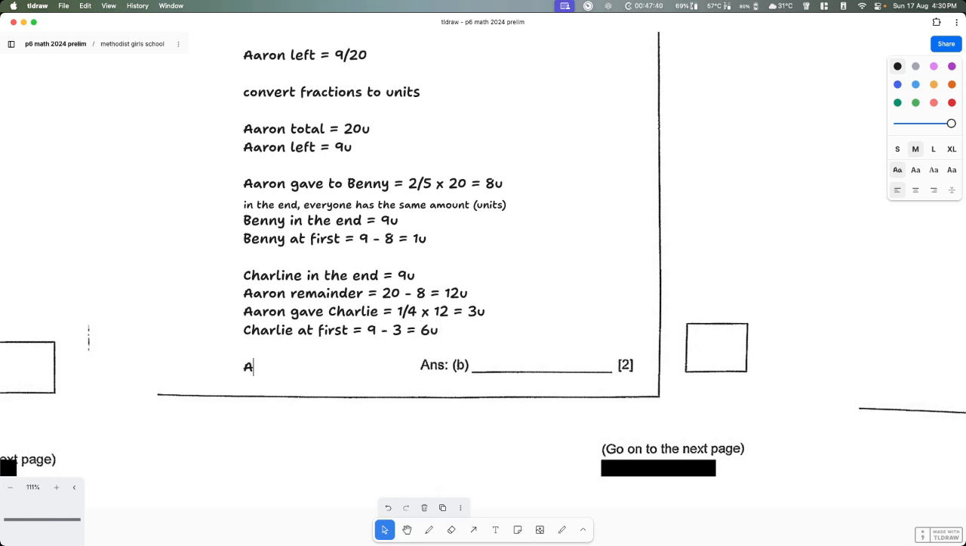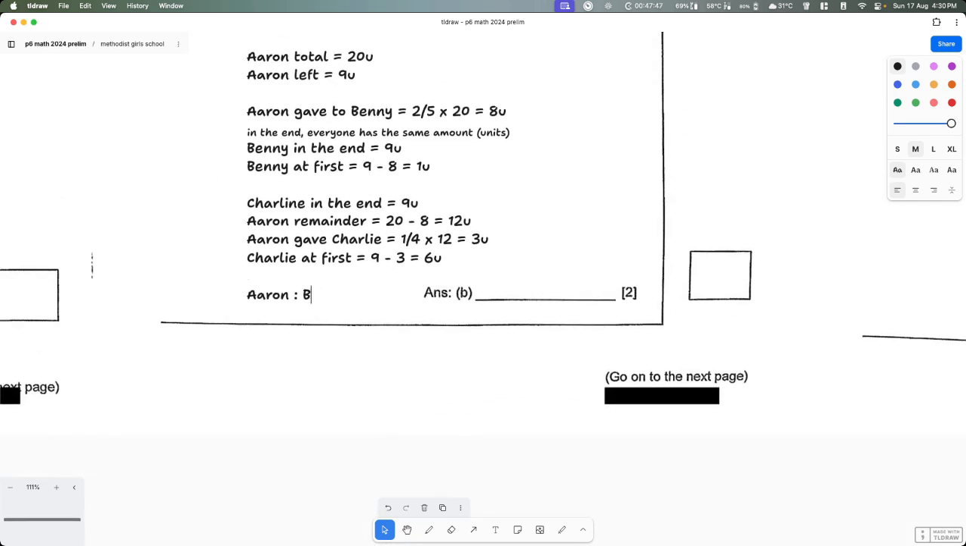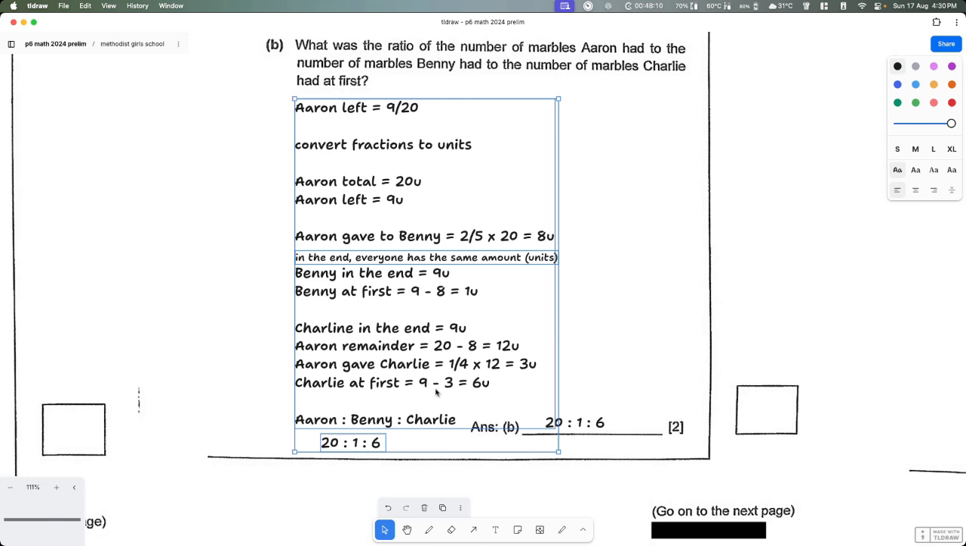Okay, so that means Aaron to Benny to Charlie at first is 20 to 1 to 6. Let me make this medium. There you go. So that's the answer. Aaron and Benny and Charlie: 20 is to 1 is to 6, in this case over here. All right, let's move on to the next question.